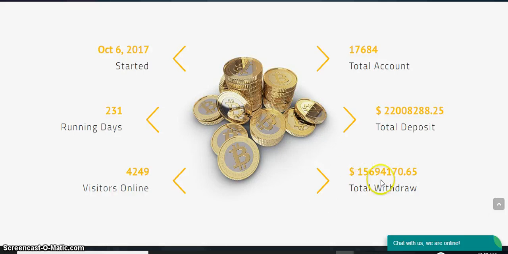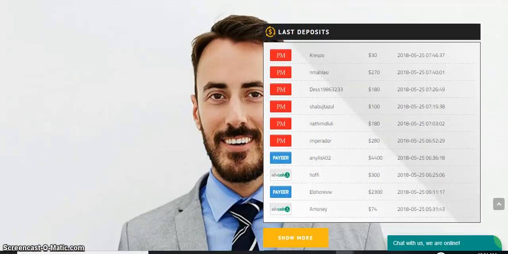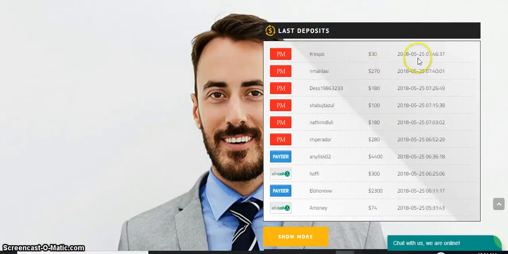But they allow people to take out a small portion to make it look like a legitimate company. So that's how Ponzi schemes work. A lot of people deposit, a little bit comes out, right? That's how that works. And then I'll go ahead and show you people who are depositing. So these are the last deposits. This is today's date, right? This is people's deposits here, right?